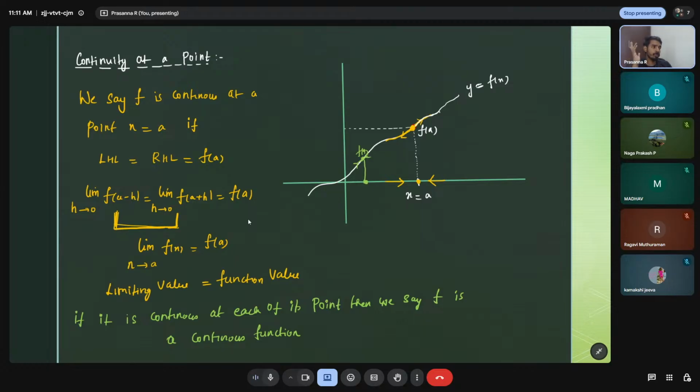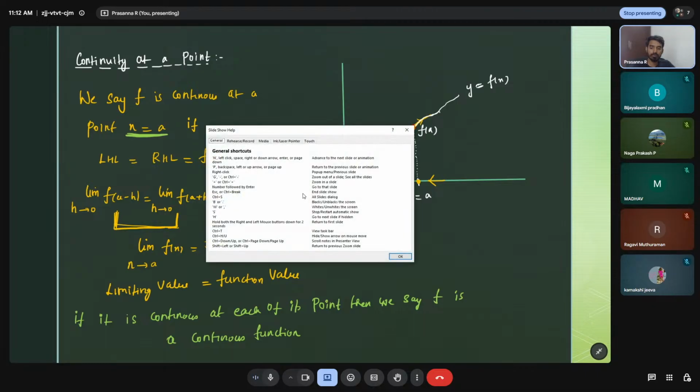So we'll move on to problems directly. If I want to check continuity at a point a, you find your LHL, you find your RHL, and you find f of a. You see whether all are equal. If that happens, then we say your f is continuous at that point. Right? Okay. Directly, we will solve some problems.